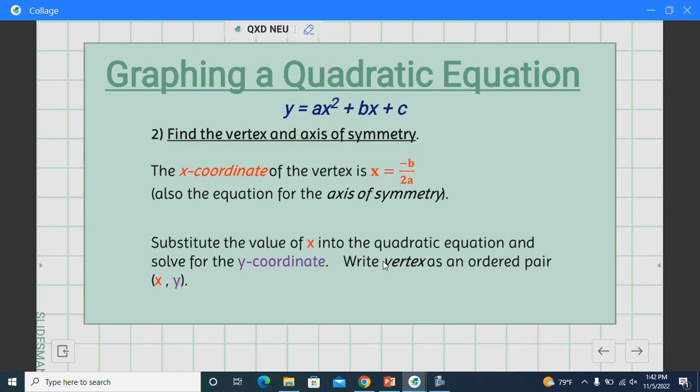So find the vertex and axis of symmetry. The x-coordinate of the vertex is x is equal to negative b over 2a. That's also the equation for the axis of symmetry. And then substitute the value of x into the quadratic equation and solve for the y coordinate. Now, write the vertex as an ordered pair.